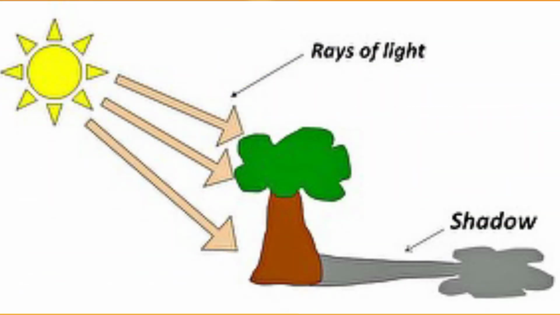Now let us discuss how shadow is formed. Students, just see in this picture. Sun rays are coming from the sun and fall on the tree. As we know that a tree is an opaque object, so it doesn't allow light to pass through it. Then what will happen? The portion behind the tree, which is not receiving the light rays, is getting dark on the other side, and that dark portion is the shadow of the tree. In this way, shadow is formed.